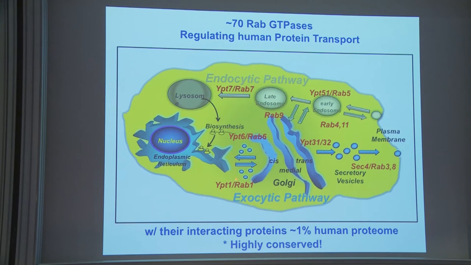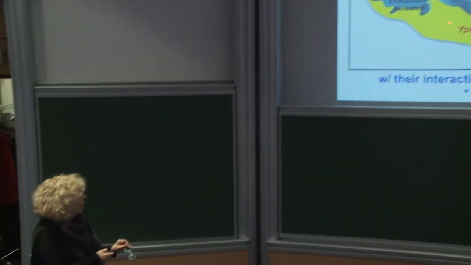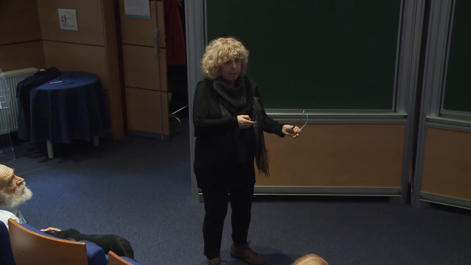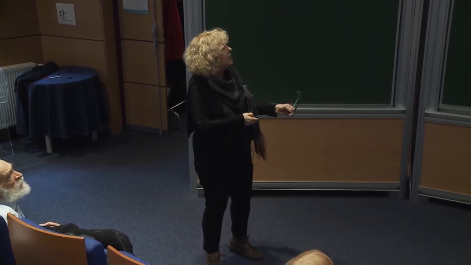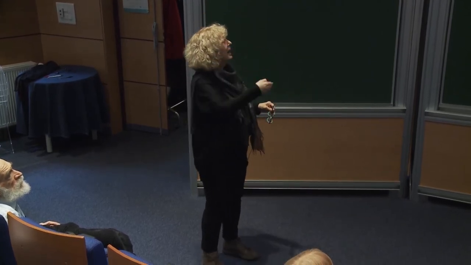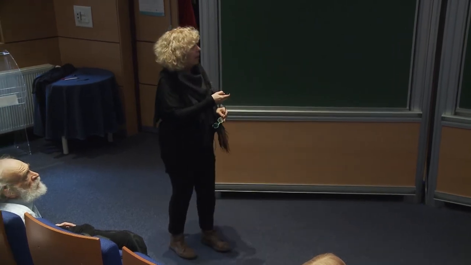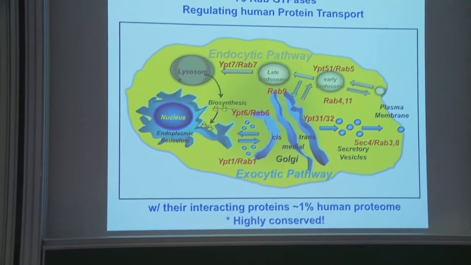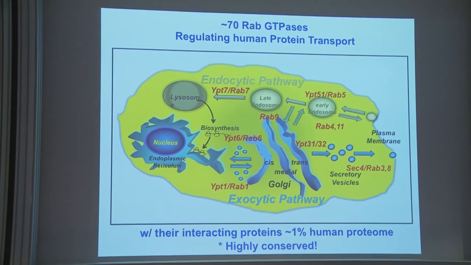So YPT1, the close homolog is RAB1. YPT31 and 32 are mostly RAB11. RAB6, actually the RAB6 homolog, YPT6, is also a functional homolog. YPT1 is also a functional homolog. RAB1 is a functional homolog. You can delete YPT1, put in RAB1, very highly conserved, can you see? And the same is true about YPT6 and RAB6. I don't know why, we haven't figured it out. It's not essential in yeast for viability.